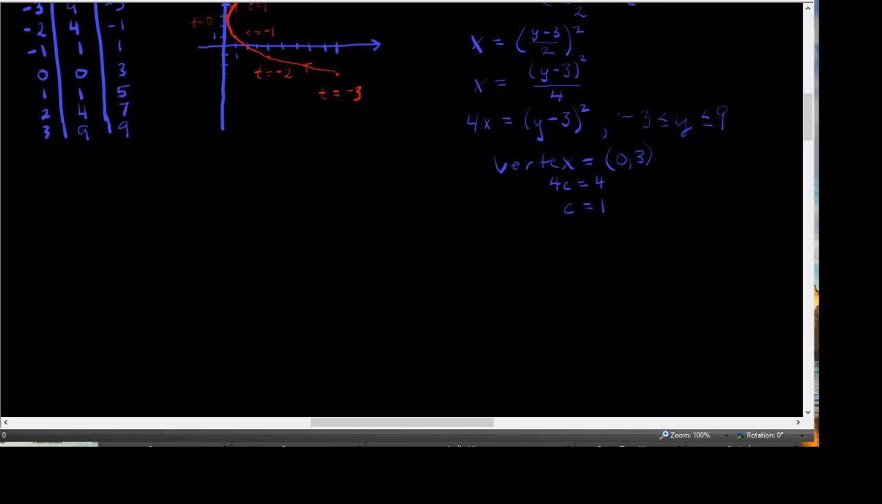So let's look at our next example. We want to graph the plane curve defined by this parametric equation. X is equal to 2t plus 5. Y is equal to the square root of 4 minus t squared. And t uses values from -2 to 2.